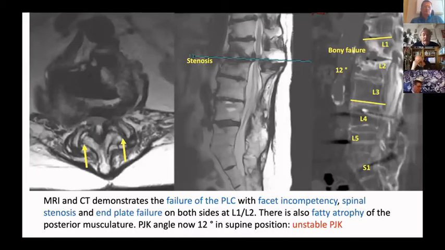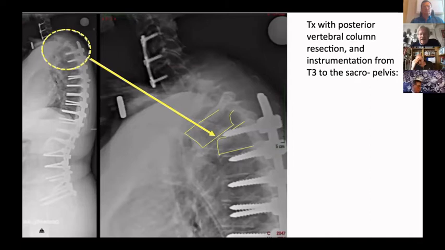You see here the MRI and the CT scan, which demonstrate the failure of the posterior ligament complex with facet joint incompetency, spinal stenosis, and end plate failure on both sides of L1 and L2. And there is certainly a fatty atrophy of the posterior musculature. The angle is 12 degrees here as the patient is in supine position, and when the patient is upright, it's 32 degrees. That means this is a highly unstable proximal junctional kyphosis, which is quite a danger for a neurological deficit.